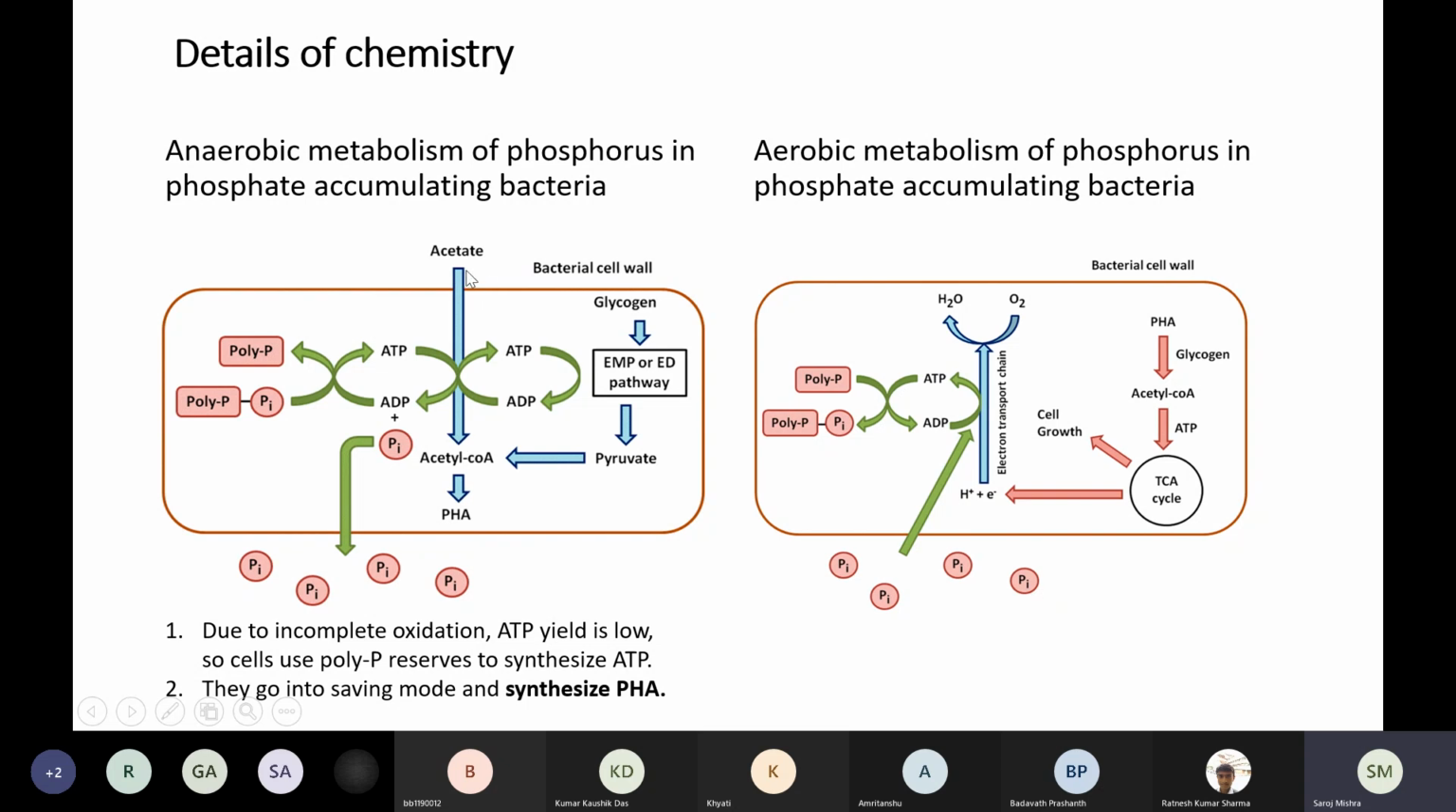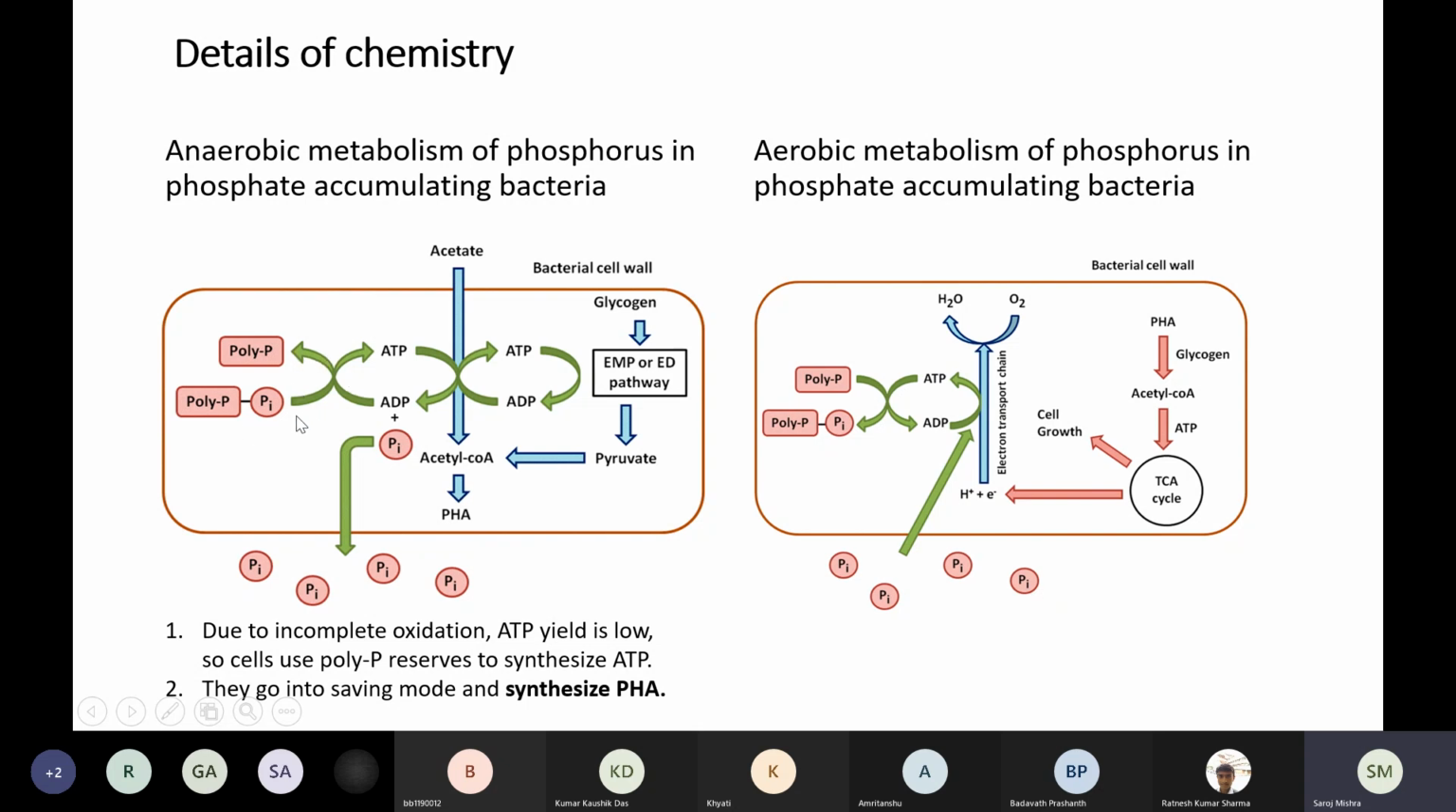Now, in the absence of oxygen, this acetate cannot be metabolized completely to carbon dioxide and water. And number two, there is also a deficit of ATP. Remember that any carbon source, only if it is oxidized completely to carbon dioxide and water, results in the generation of a large amount of energy. But under anaerobic conditions, the amount of ATP formed is very much less. So what do the cells do? They start to break down these polyphosphates, since they are polyphosphate accumulating organisms.